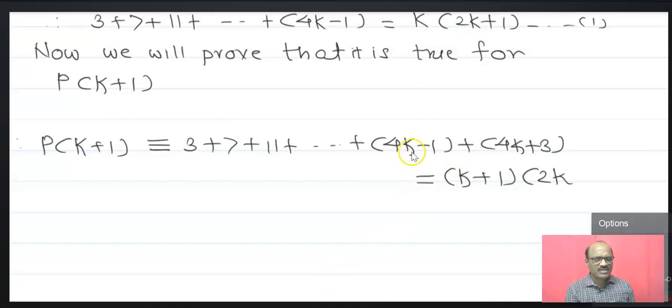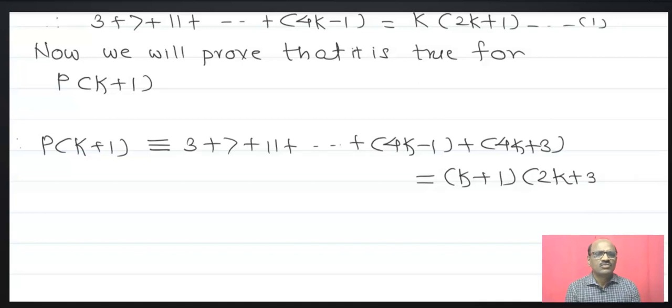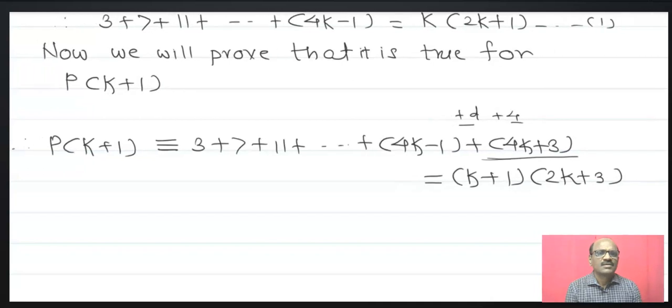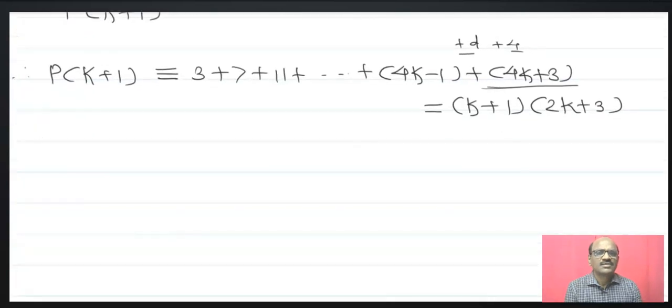Now see this again here. This k is replaced by k plus 1. That is 4k plus 4, but here is minus 1. Therefore, the next term is 4k plus 3, equal to (k plus 1)(2k plus 3). I underlined it. That is D.